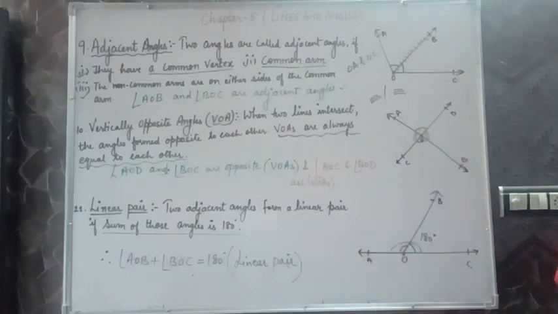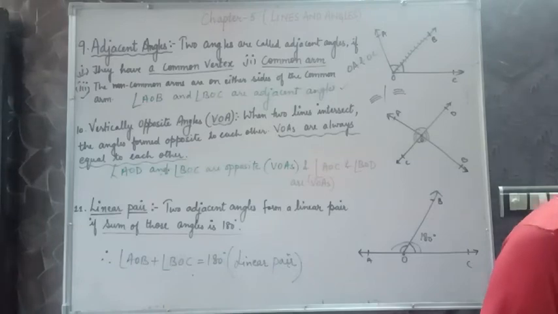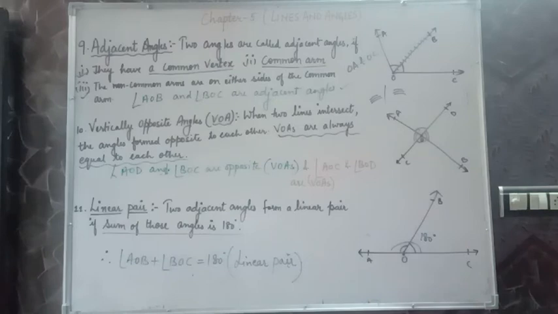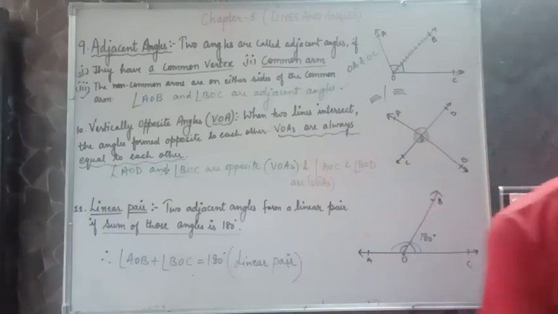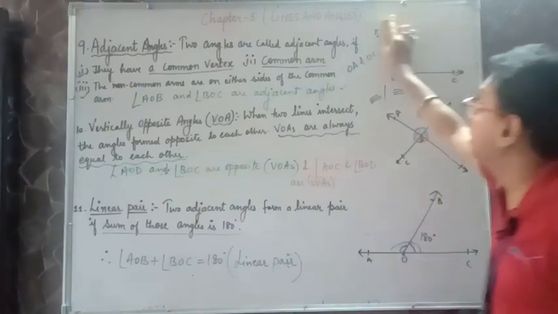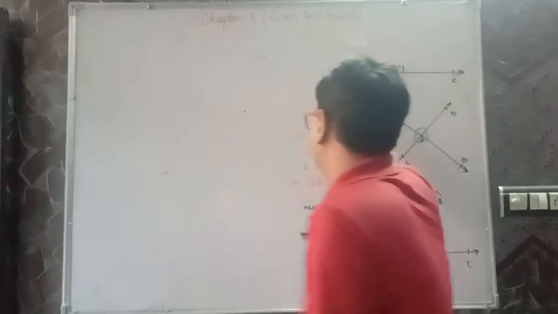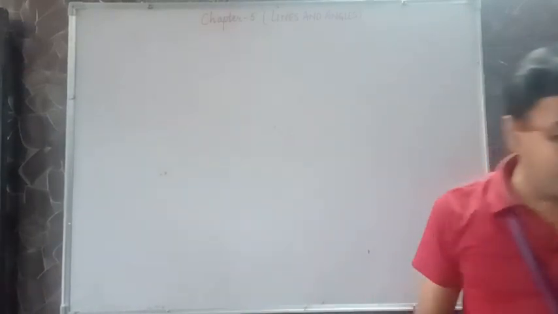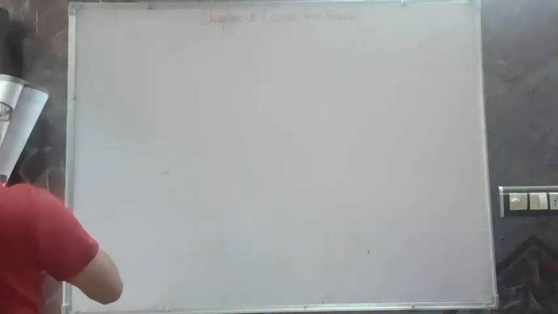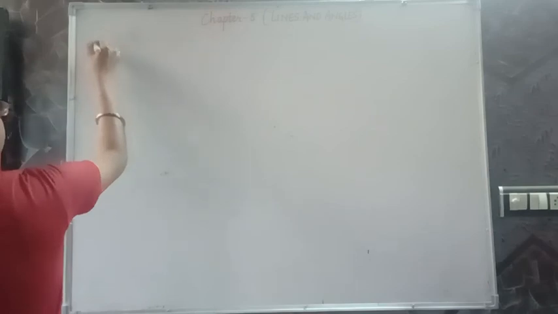Now I request you all to open your books on page number 101 and 102 for exercise 5.1. Please open your books, everyone. Till then, we'll discuss a few more concepts related to it. Let's have one example so that we can understand the concept more clearly. We'll take question number 9 from your book. In the adjoining figure, we'll see the adjoining figure first.